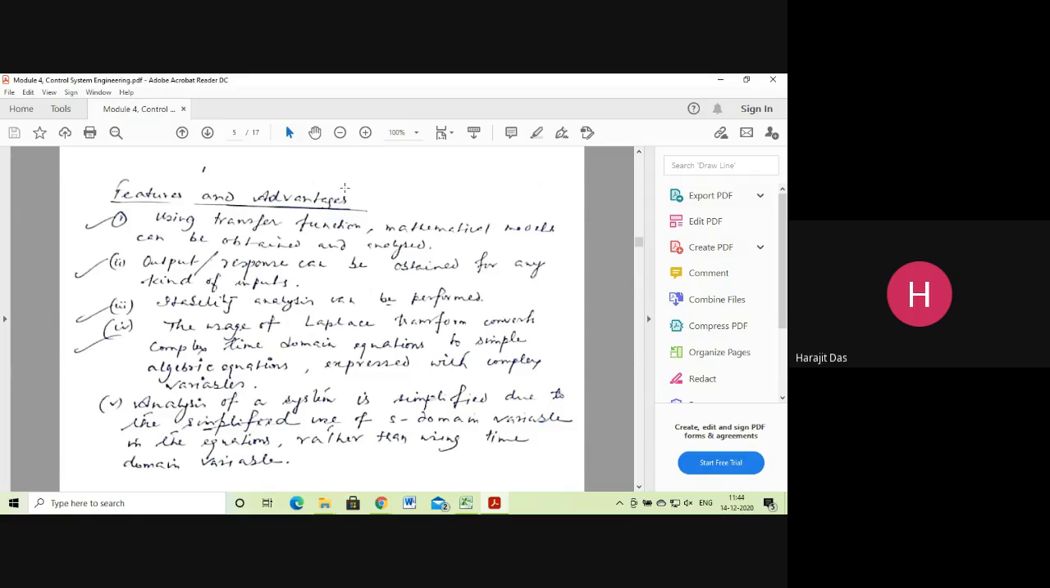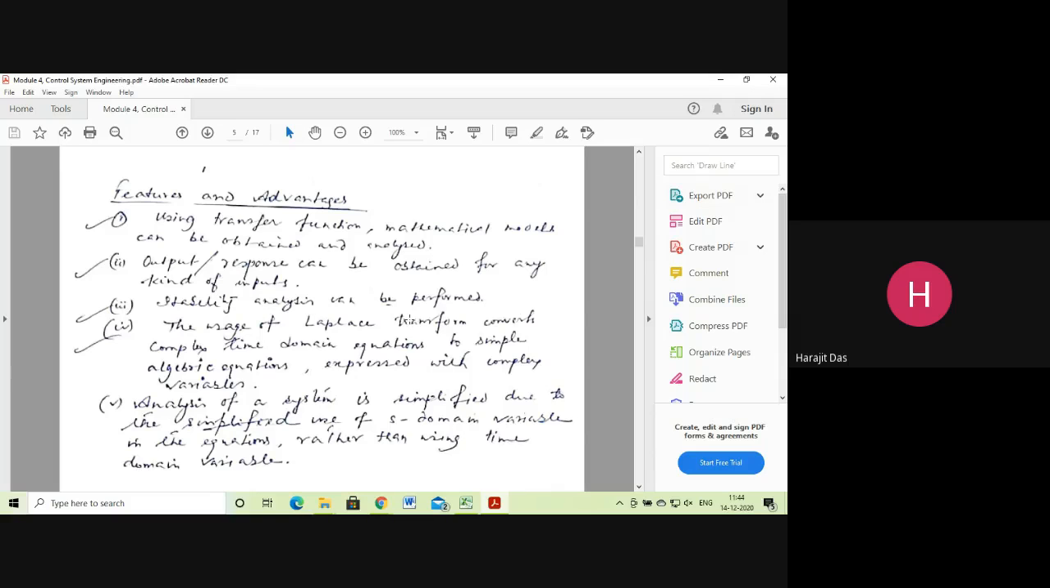Okay, so here these transfer functions will help in getting the mathematical models and in the analysis of the system. The output or response can be obtained for any kind of input with the help of this transfer function, and the stability analysis can be performed. So the uses of Laplace transform: I think all of you have studied Laplace transformation. There are some applications of Laplace transform that I will show you later in this class.